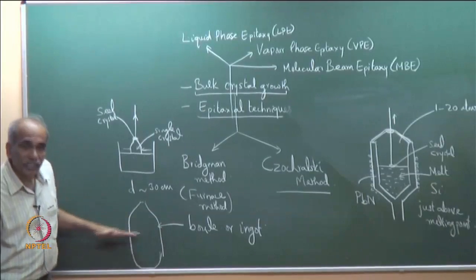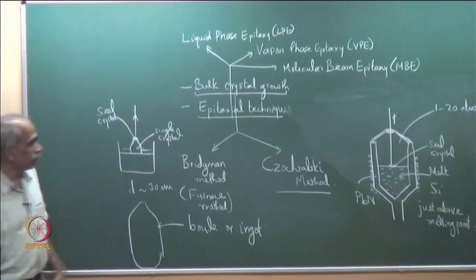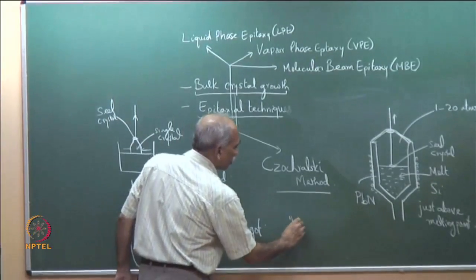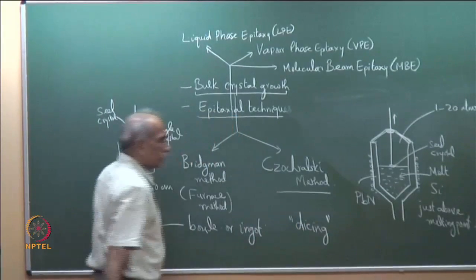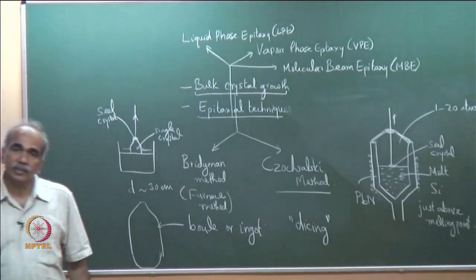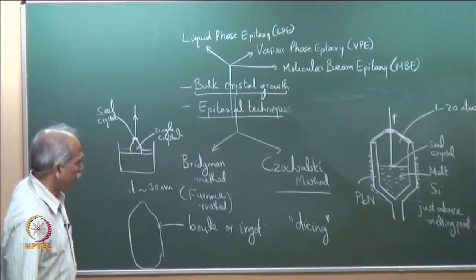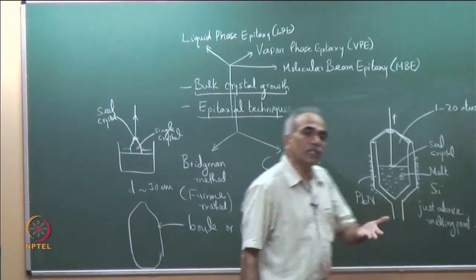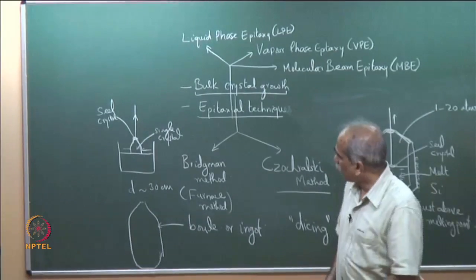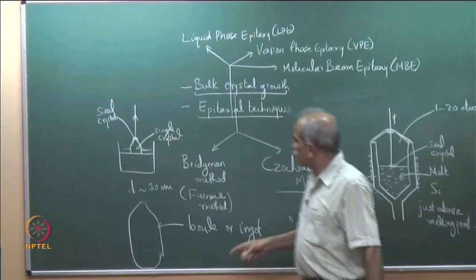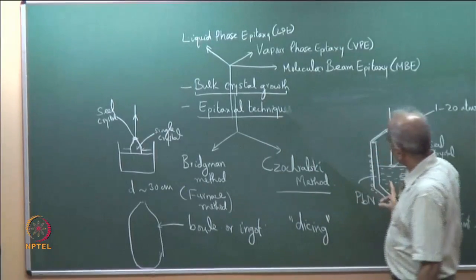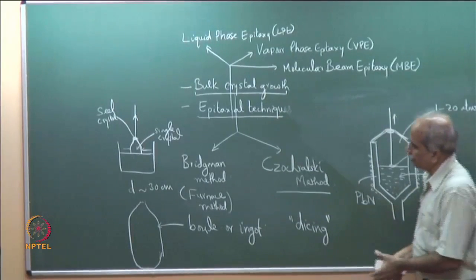And this is diced or sliced, normally it is called dicing, to make the substrates, the wafers. The silicon wafers that you see are obtained by dicing these boules, which are formed by the Czochralski technique.